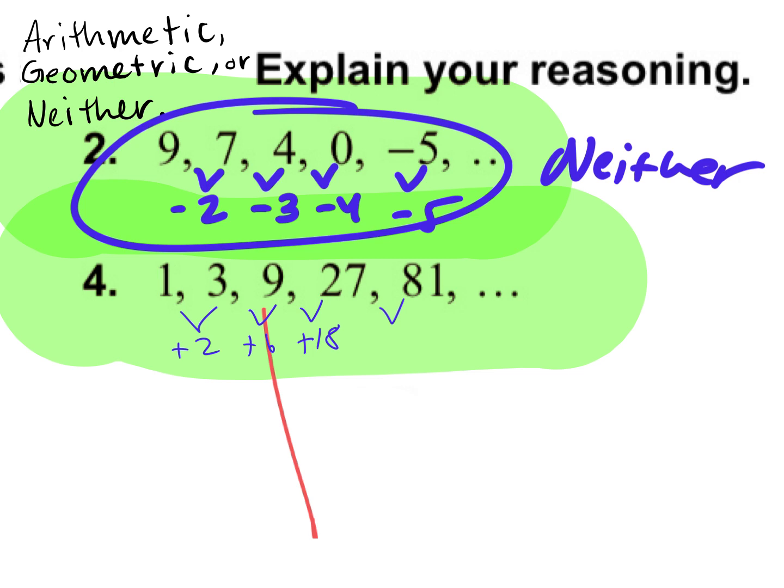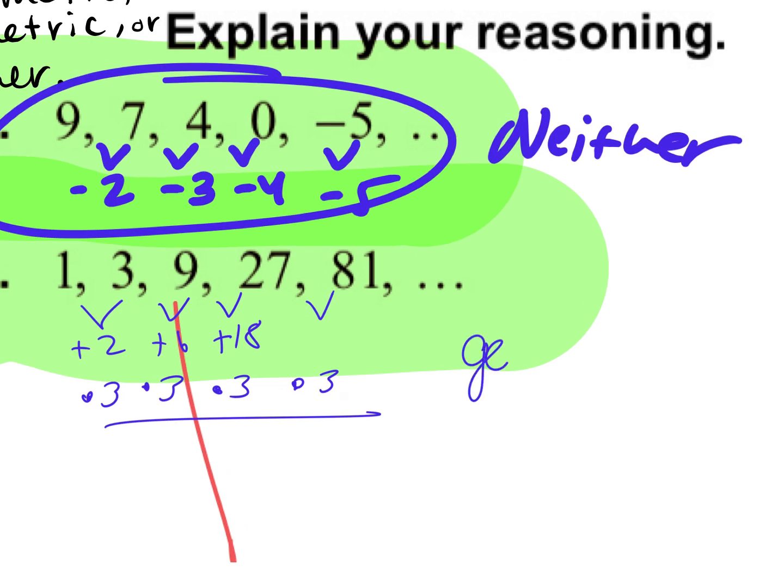How could I get from 1 to 3? I could multiply by 3, right? What about from 3 to 9? Times 3. 9 to 27, times 3. 27 to 81, times 3. So what did you do each time here? Multiply. So this is what kind of sequence? Geometric.